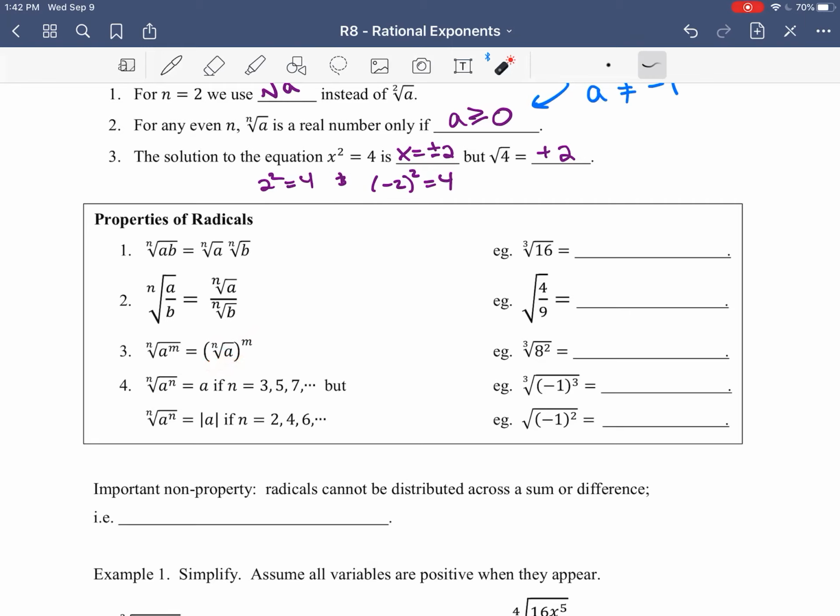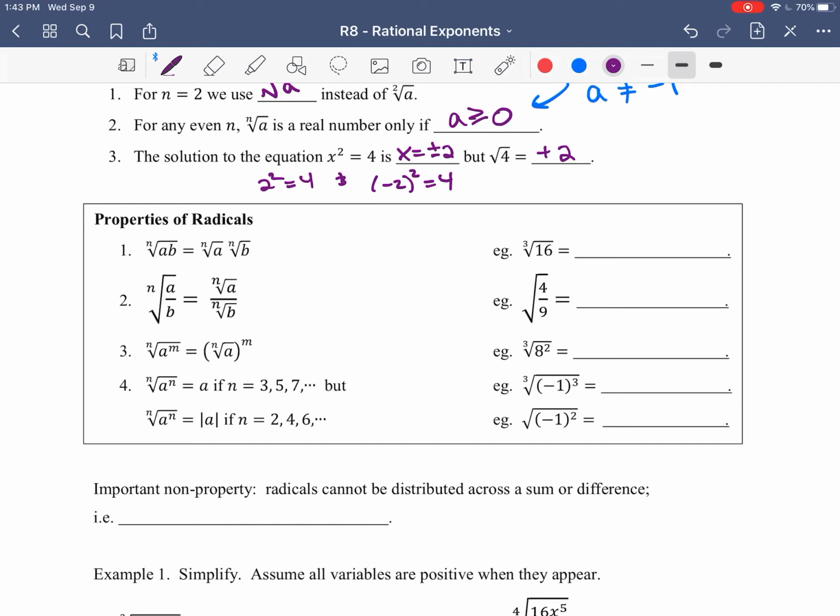Now here's a maybe confusing thing. If n is odd, the nth root of a to the n is just a. That makes sense: the nth root cancels the power n. But you need to be careful if n is even. This is actually the absolute value of a. There's going to be an example, so we'll go through that. Let's just go through these examples.